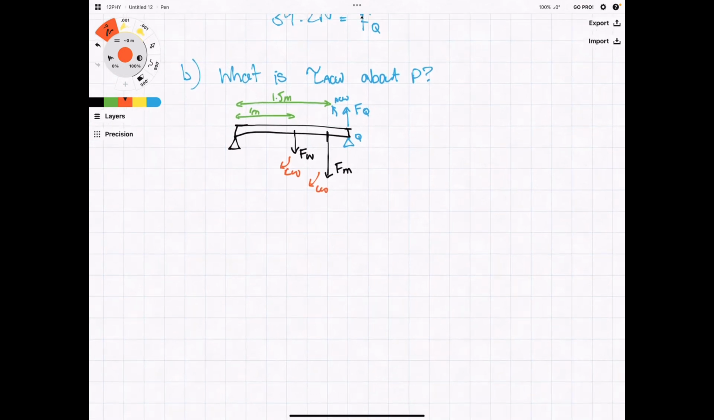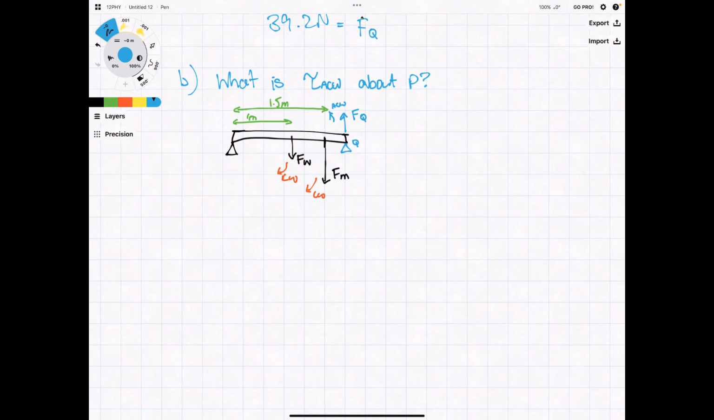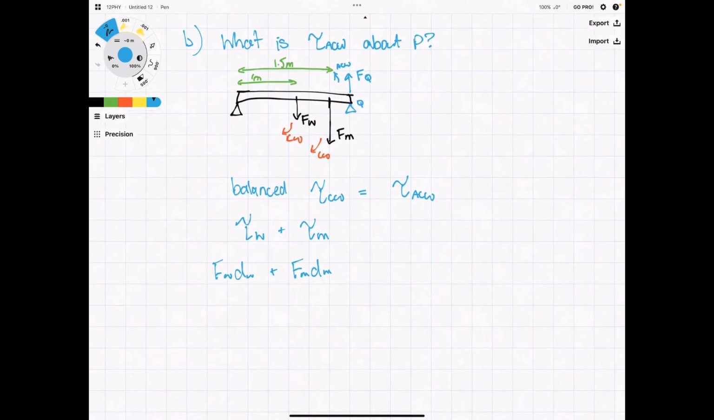So we know balanced torque clockwise equals torque anti-clockwise. So if we can calculate one side, we can know the other side. So let's find the total clockwise torque. In the clockwise direction, we have torque of our weight force plus torque of our mass. Okay, force weight, distance weight, plus force mass, distance mass. Okay, let's go a little further.